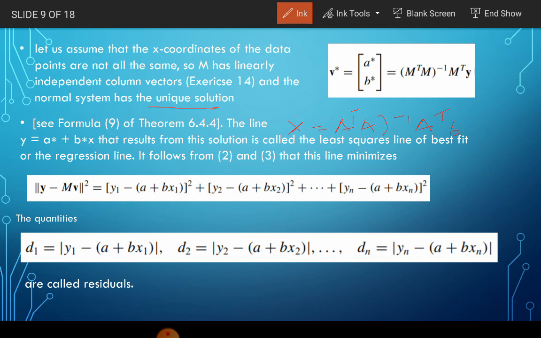From equations 2 and 3, this line minimizes the distance of y minus Mv square, which is equal to y1 minus (a plus bx1) square plus y2 minus (a plus bx2) square plus until yn minus (a plus bxn) square. The quantities d, that is the distance, d1 is equal to y1 minus (a plus bx1), d2 is the distance of y2 minus (a plus bx2), and dn equals yn minus (a plus bxn). These are called residuals.